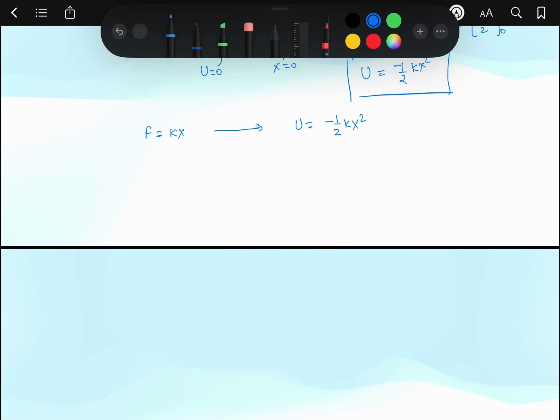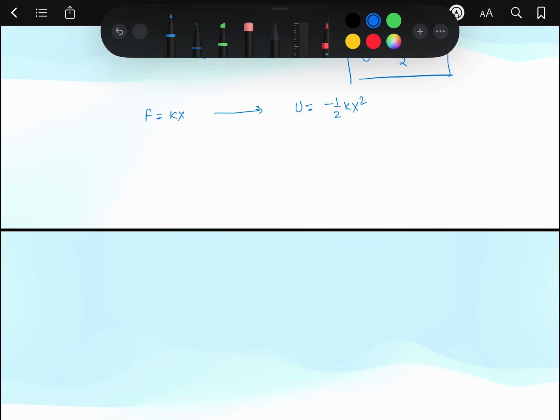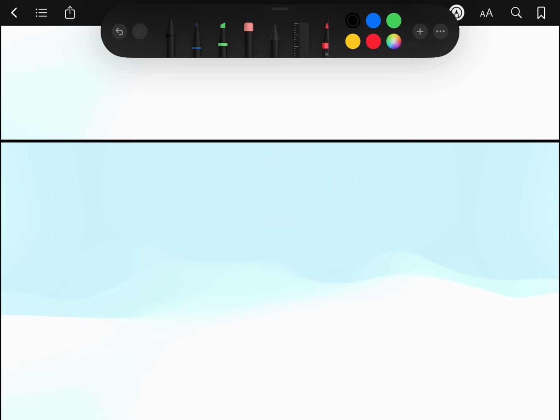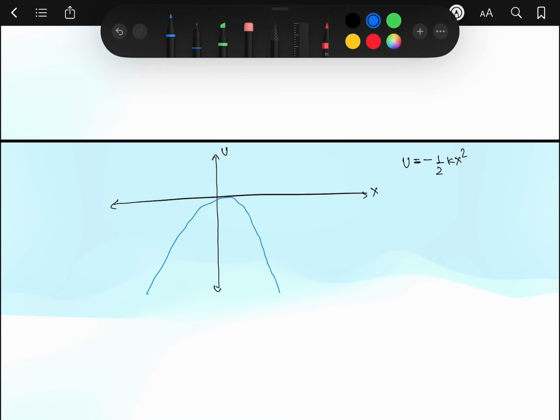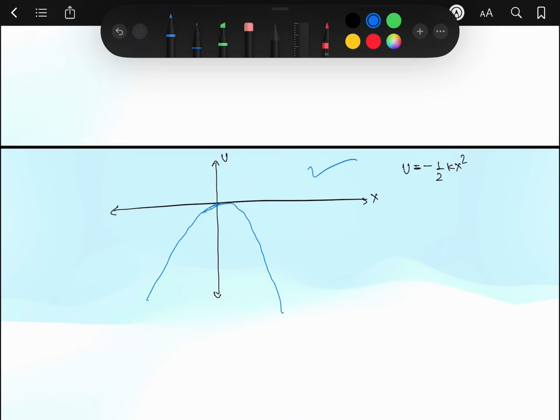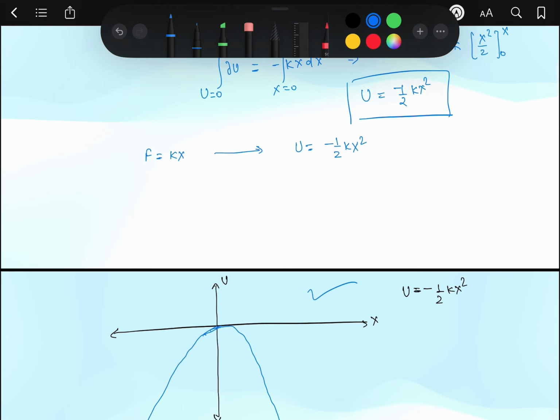Now we have to draw the graph between this potential energy U with respect to x. So here I will be drawing the graph, with U on the y axis and x on the x axis, and the graph for U equal to minus half kx square, the curve will be like this. So this is the graph for the potential energy with respect to x for this expression.